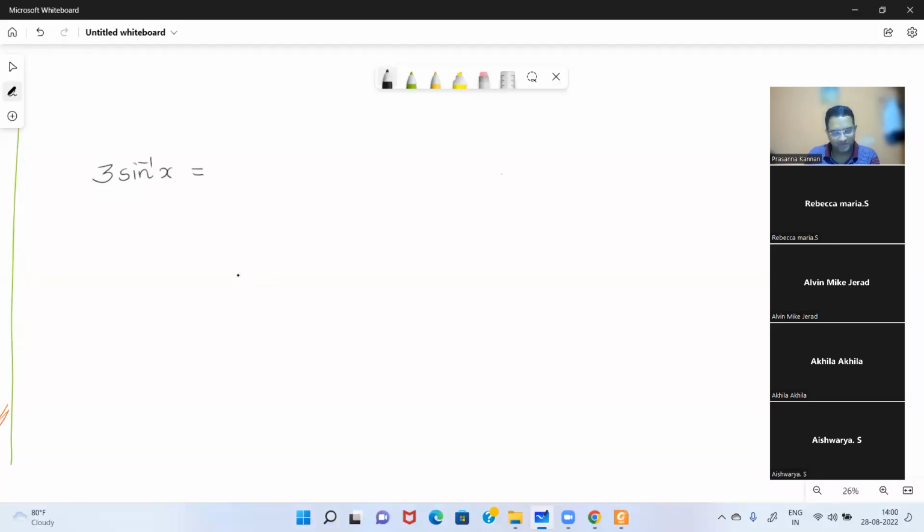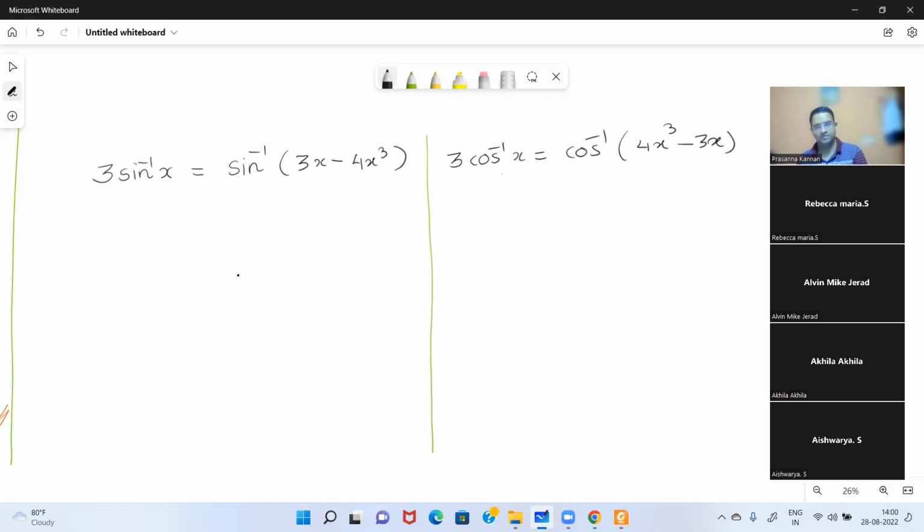Prove that 3 sin inverse of x is equal to sin inverse of 3x minus 4x cubed. Prove that 3 cos inverse of x is equal to cos inverse of 4x cubed minus 3x. First case, let x be equal to sin theta.